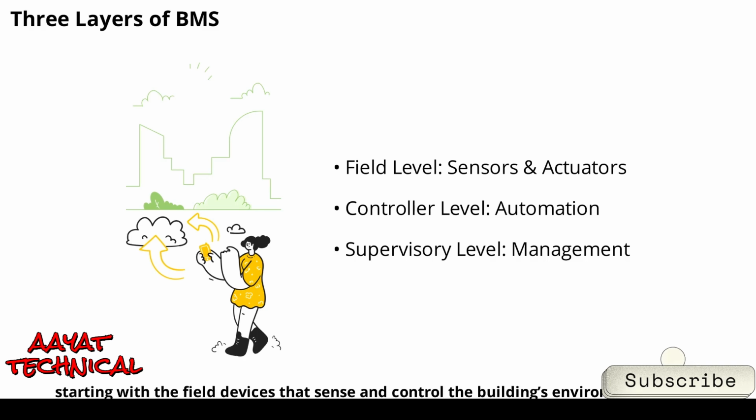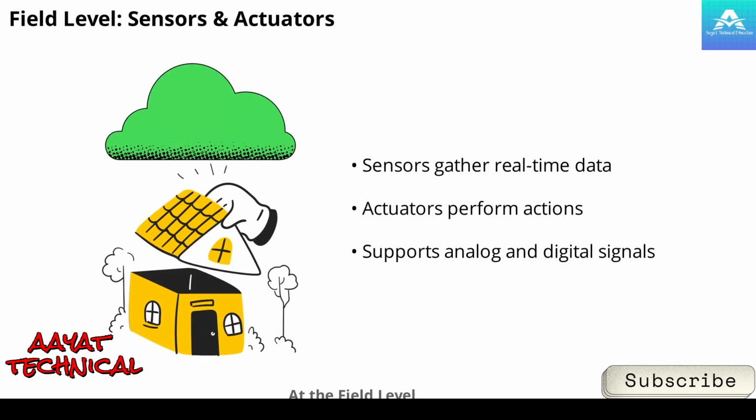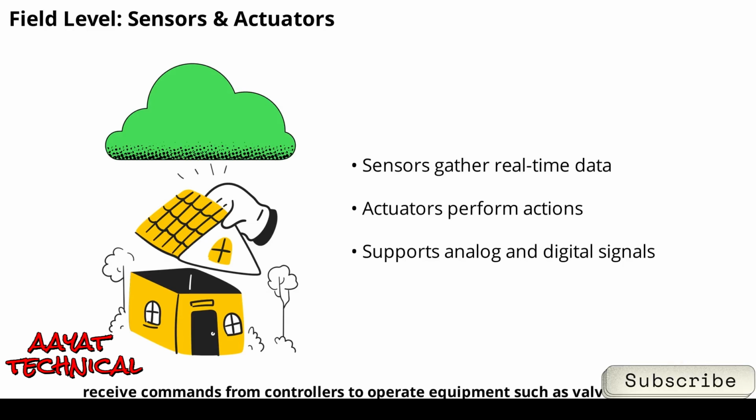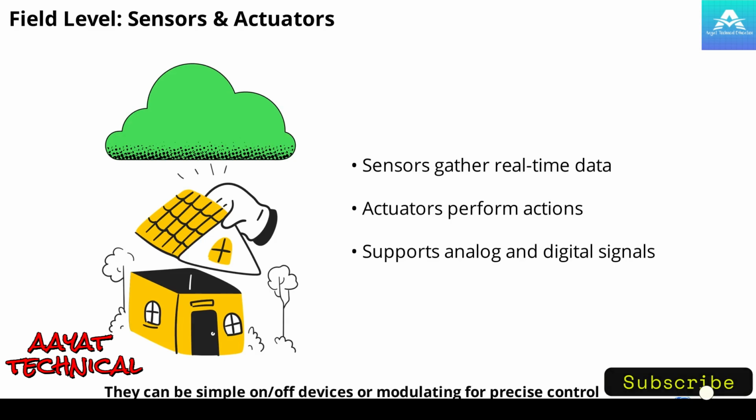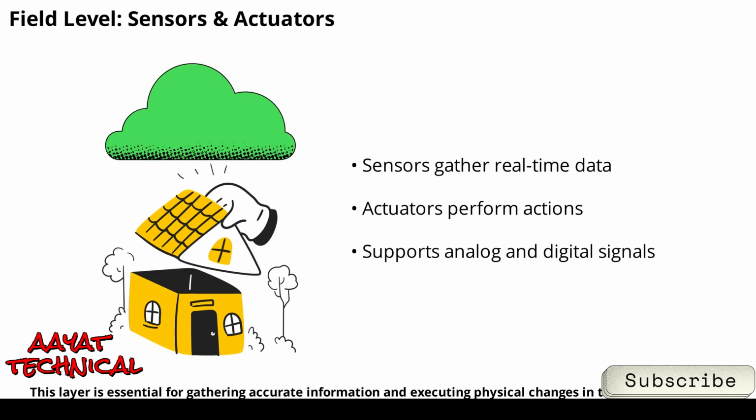the building's environment. At the field level, sensors and actuators are the eyes and hands of your BMS. Sensors measure things like temperature, humidity, pressure, and CO2, providing real-time data to the system. They come in analog and digital types, depending on the signal they send. Actuators, on the other hand, receive commands from controllers to operate equipment such as valves, dampers, or motors. They can be simple on-off devices or modulating for precise control. This layer is essential for gathering accurate information and executing physical changes in the building.